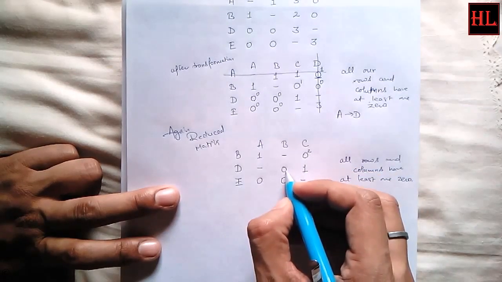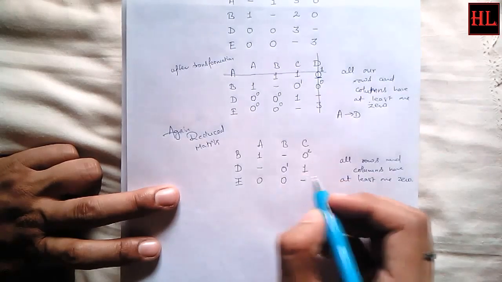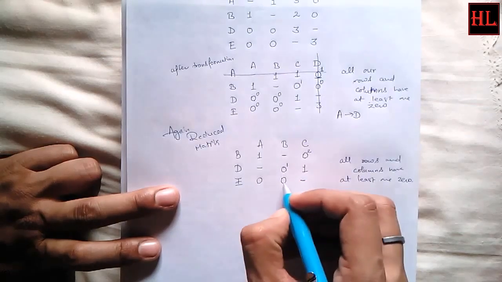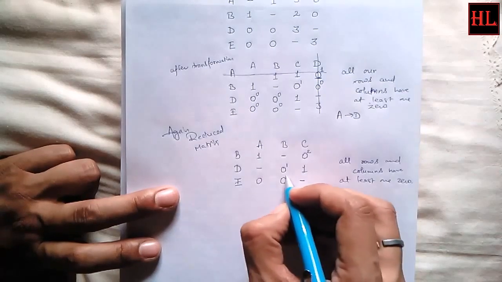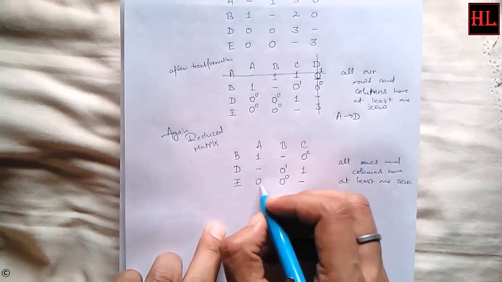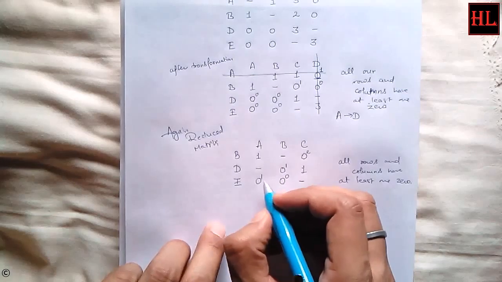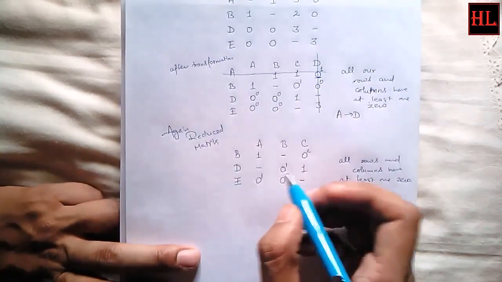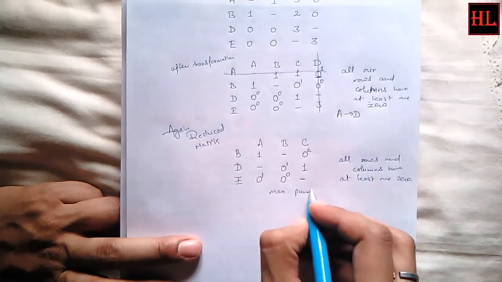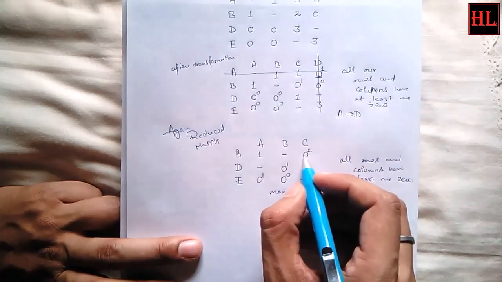For this 0, the minimum element in its column is 0 and the minimum element in its row is 1. So 0 plus 1 is equal to 1. For this 0, the minimum element in its column is 0. The minimum element in its row is 0. So 0 plus 0 is equal to 0. And for this 0, the minimum element in its row is 0 and the minimum element in its column is 1. So 0 plus 1 is equal to 1. So now you can see that the maximum penalty here is 2. So we need to make the assignment corresponding to this 0.